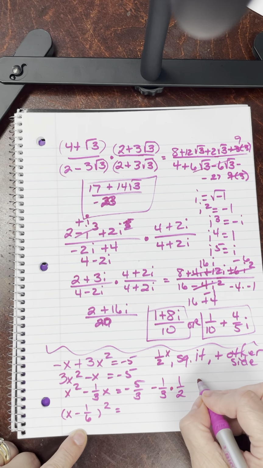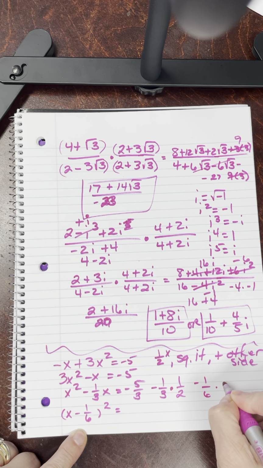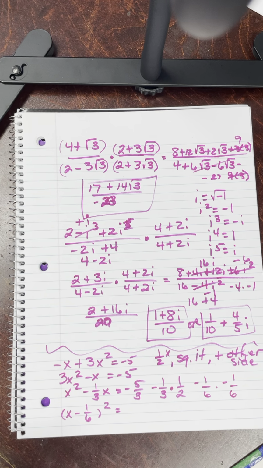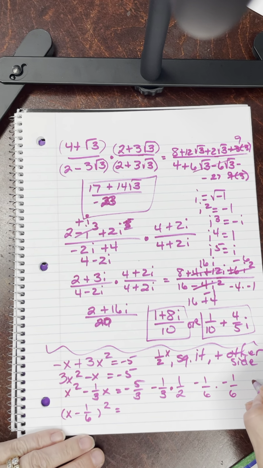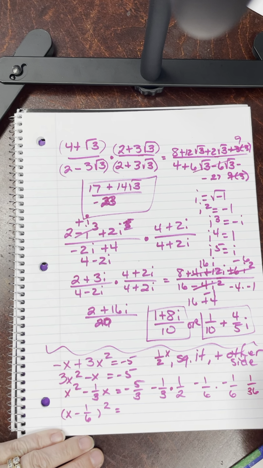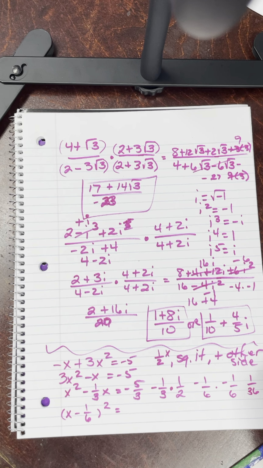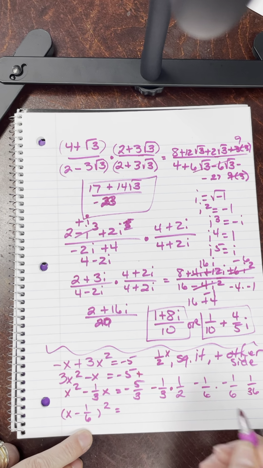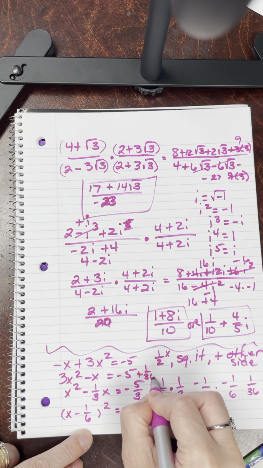Then I square -1/6 by multiplying it by another -1/6. That makes it positive 1/36. That's the square it. Then I am to add this 1/36 to the other side. So add 1/36 here.